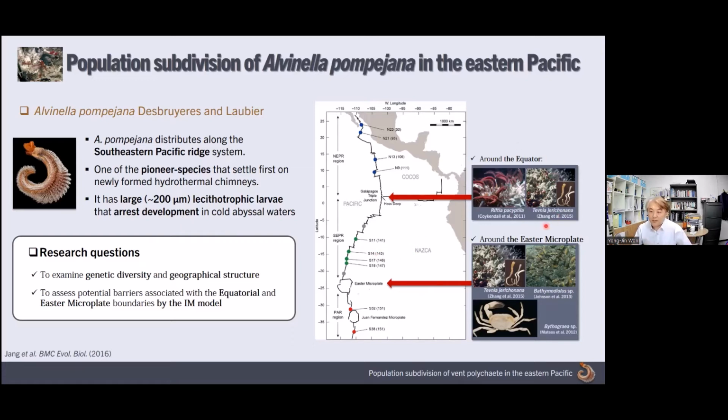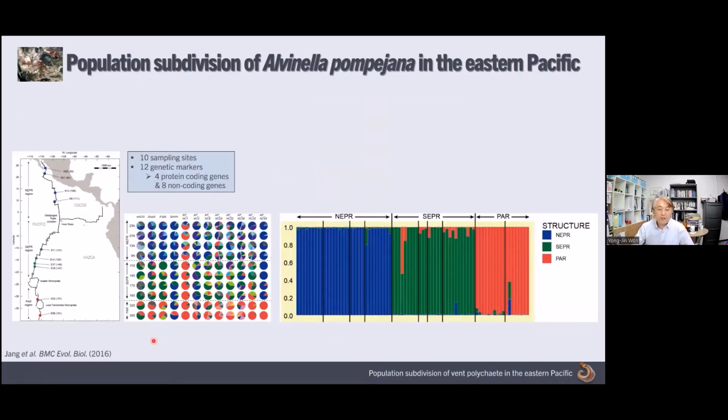Here is an example: at the Easter microplate, there was genetic subdivision in 3 different species: Tevnia, Bathymodiolus, and Bythograeid crabs. So I applied this IM method to this animal. To do this, we first collected samples from 23 degrees north to 38 degrees south along the EPR region.